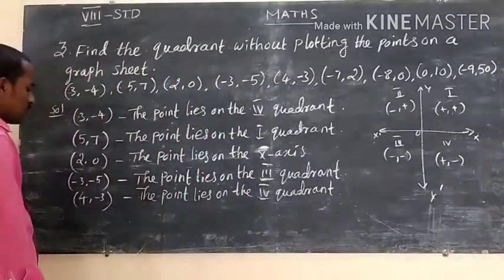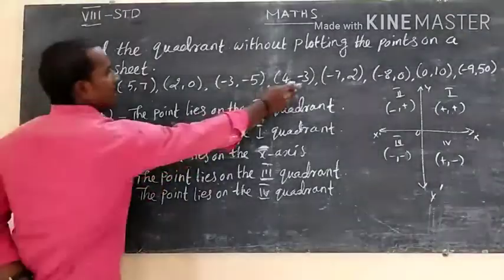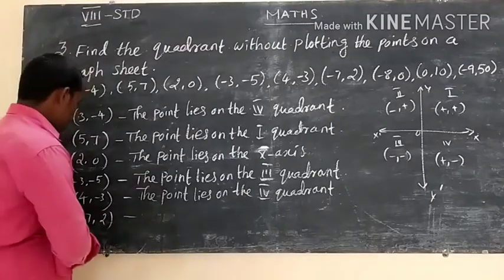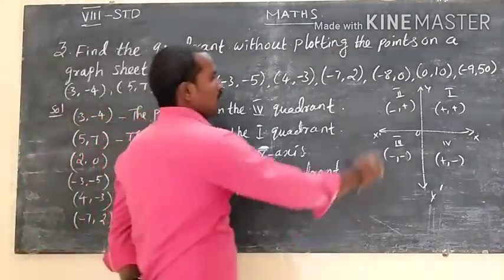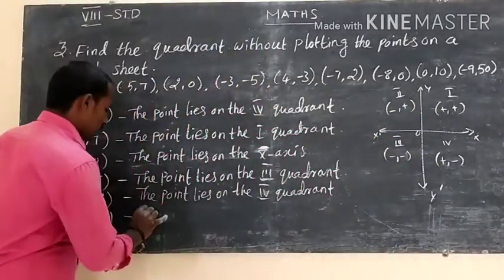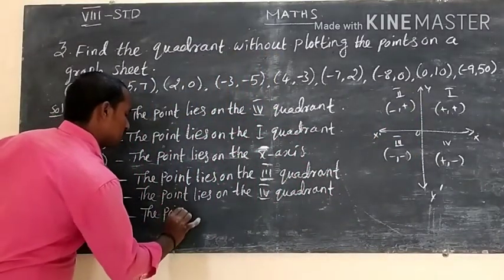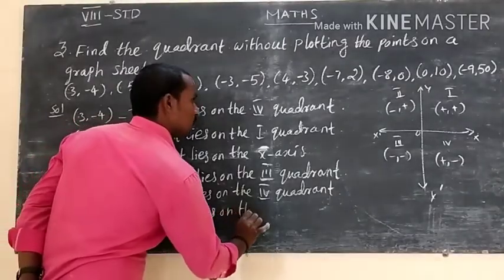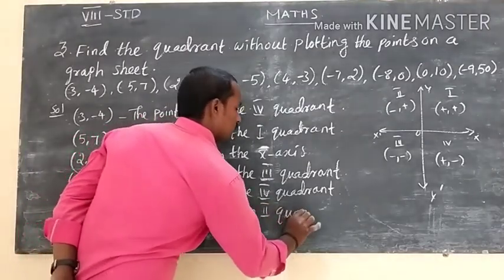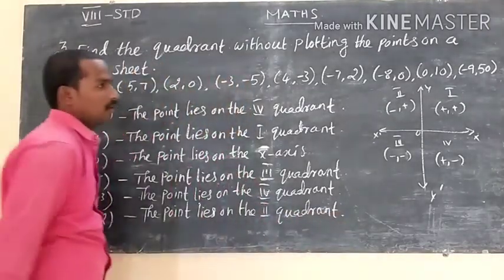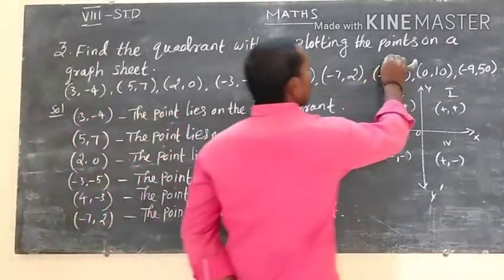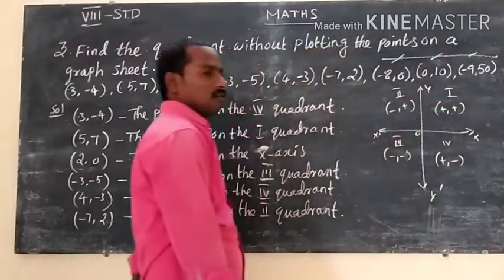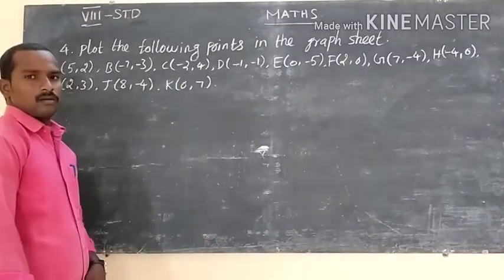Understood? Just consider the sign. Okay. Then (minus 7, 2). Minus comma plus is the second quadrant. Therefore the point lies in the second quadrant. Okay. In this manner you find out these sums. So write the quadrant. This is your homework, dear student.